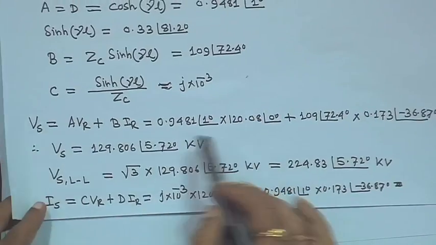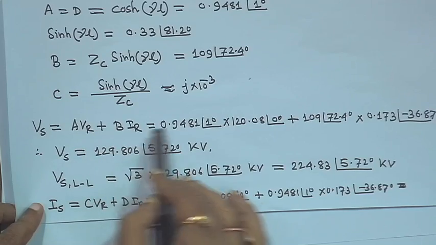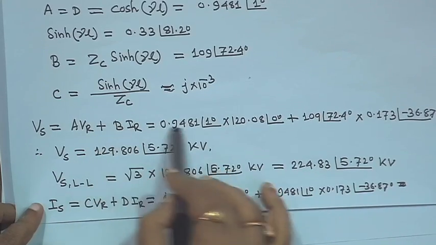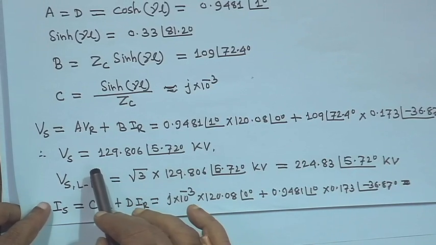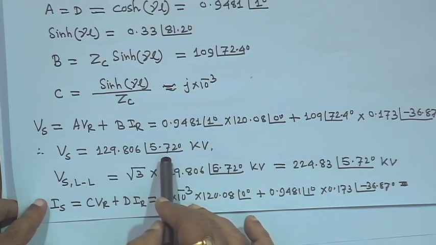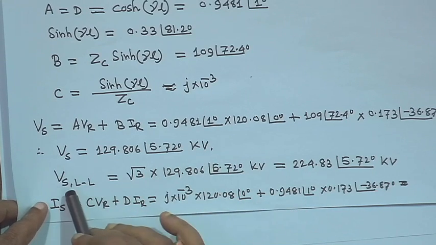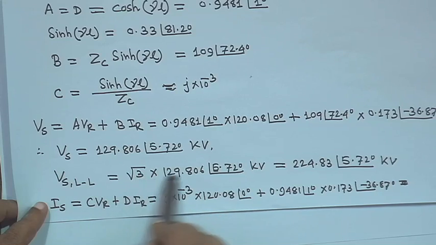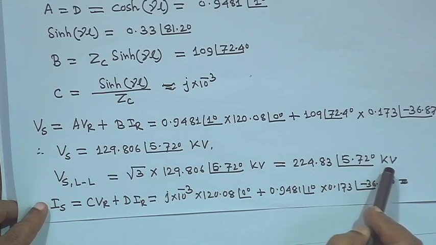Now, the sending end voltage Vs is equal to A VR plus B IR. So, A, VR, B and IR, all these values have been substituted, and you will get Vs is equal to 129.806 angle 5.72 degree kilovolt. Therefore, the sending end voltage line to line, multiplying by root 3, is 224.83 angle 5.72 degree kilovolt.